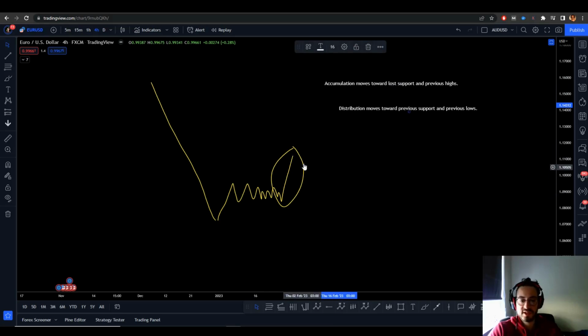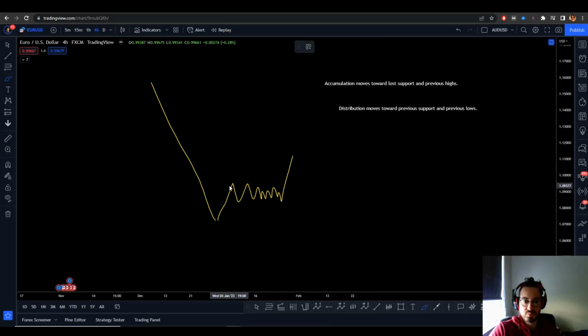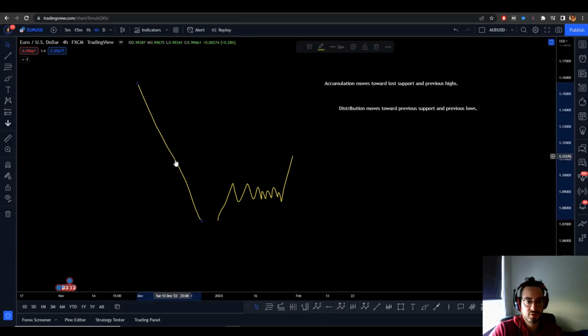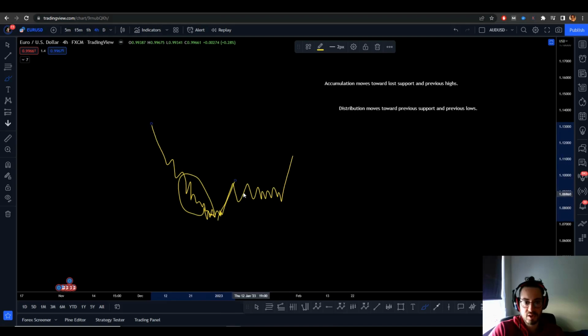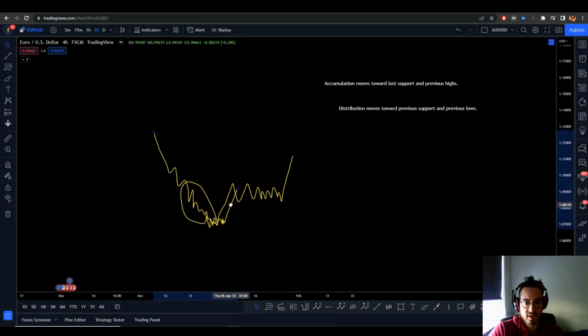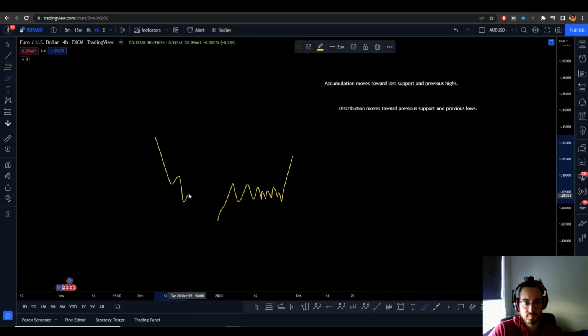In this case here, let's say you see we have this accumulation here, and accumulation can already begin. This here could have been a wedge. Let me show you. So price is coming down and it's starting to slow down and contract. It builds and then suddenly it pops. So we have accumulation here. Then where does this accumulation intend to move to? Well, accumulation moves toward lost support and previous highs.